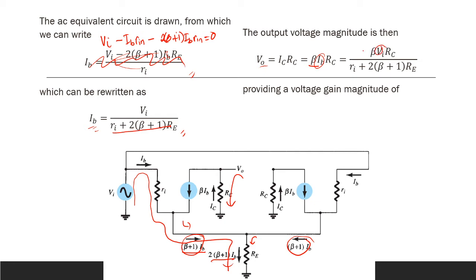Now, this would provide a voltage gain of, meron na tayong equation with both V out and V in. Lipat lang natin itong V in sa side na to para maging gain. Kasi gain is V out over V in. And we will have beta RC over R in plus 2 times beta plus 1 RE.